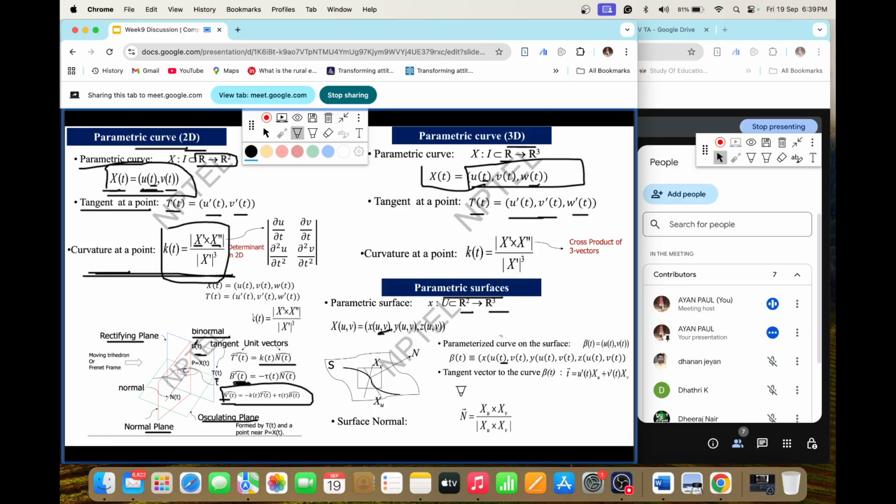For a parametric surface, this is how we write the normal equation, normal to the surface. That is xu cross xv divided by mod of xu cross xv. What is this xu? xu is nothing but del x by del u, that means partial differentiation of x with respect to u. Similarly xv is del x by del v. Then you just do the cross product and take the mod of it. So that is how we write the surface normal equation.